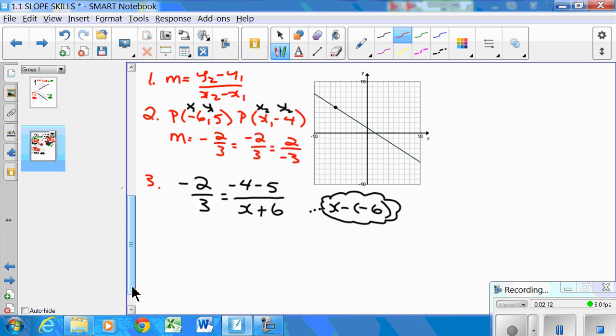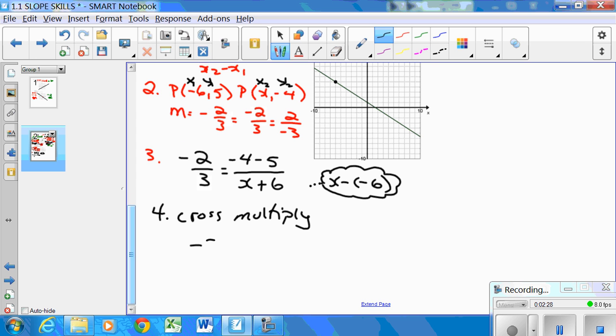Step 4, when you go to cross multiply, this is all the algebra skills that we have, okay, because I've seen some of your work. I know you can do this. We're going to write down -2 multiplied with x plus 6. That's the cross multiplying. And 3 is going to be multiplied by -9. And again, -4 minus 5 is -9. So if things can simplify, we will simplify a little bit.